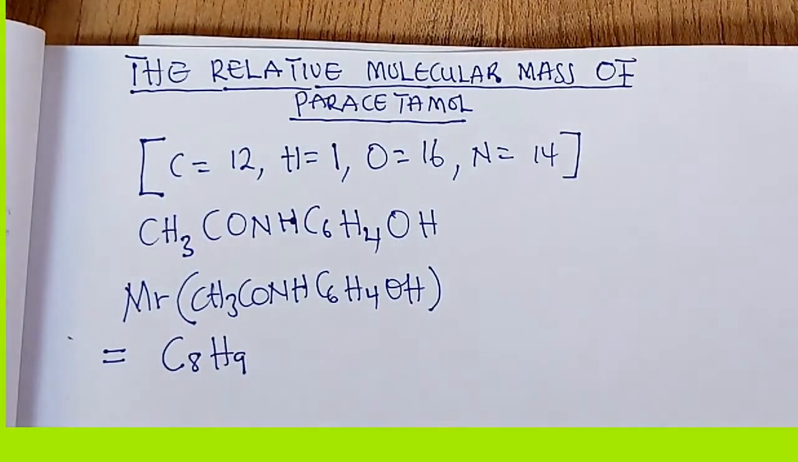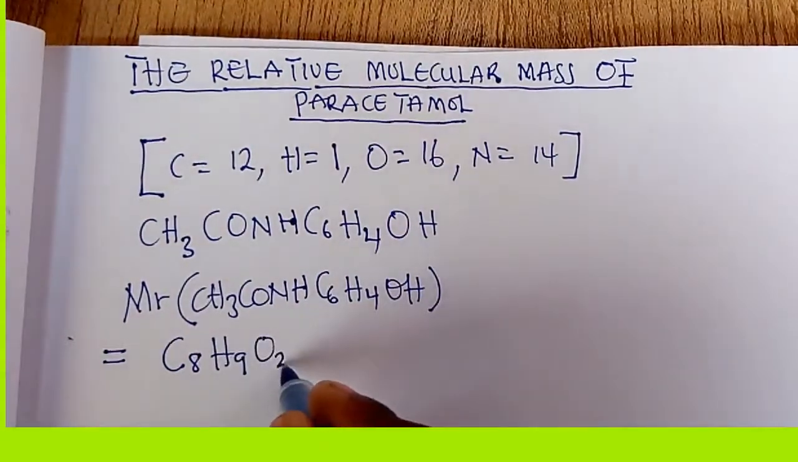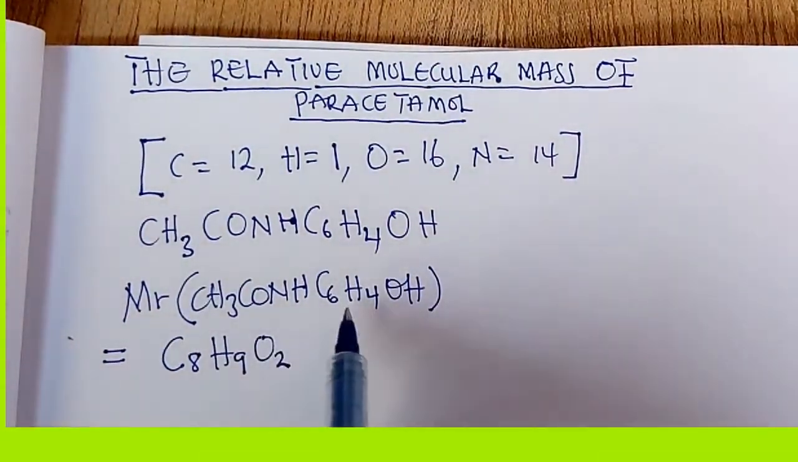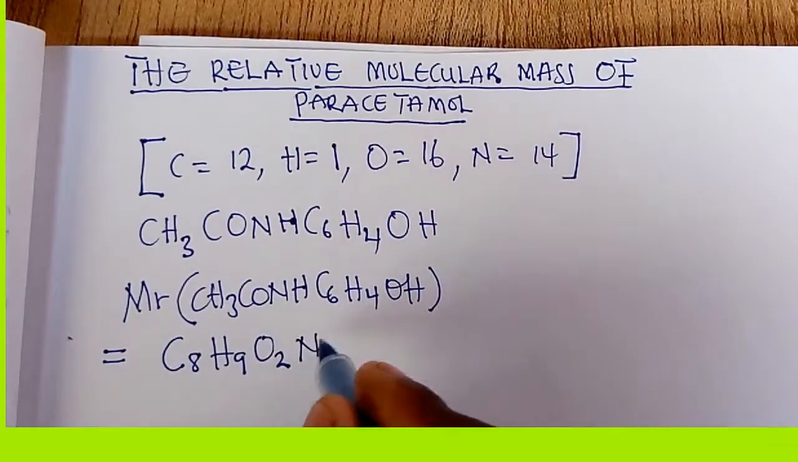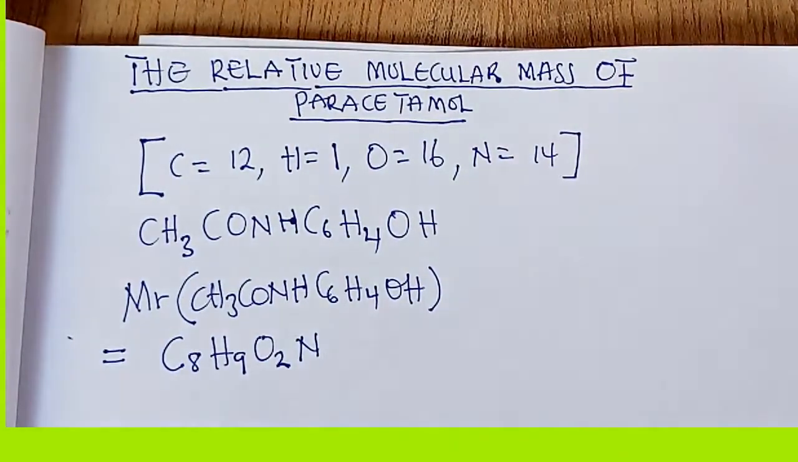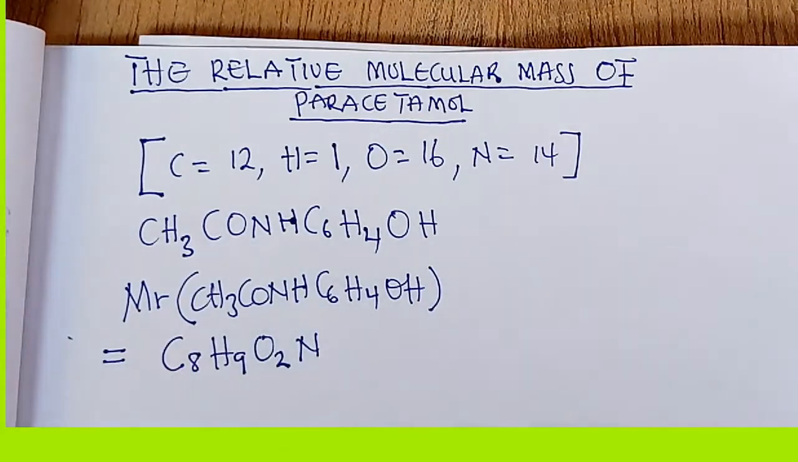And then let's talk about the oxygen. How many oxygens do you have? You have 1 here, another 1 here, so oxygen 2. And then we have nitrogen, only 1 nitrogen here. So our relative molecular mass of the paracetamol has been reduced to this.